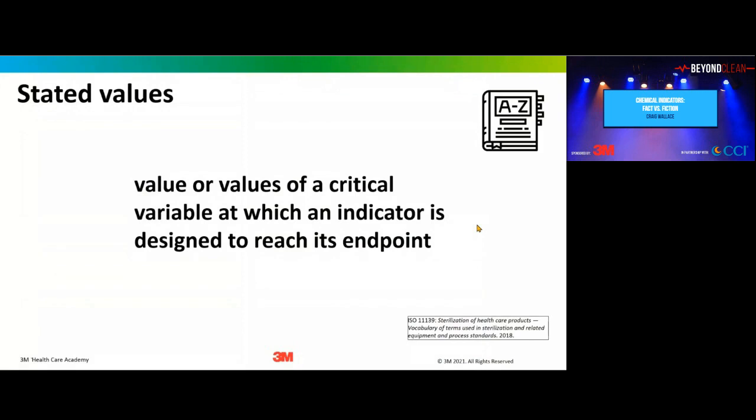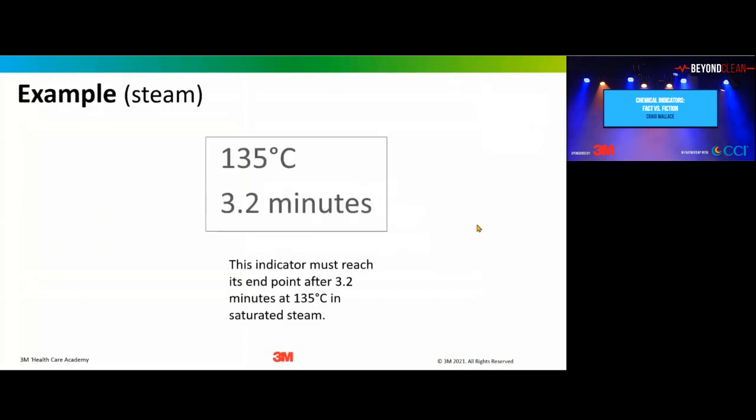So let's look at it. Here's an example. This is just made up. It's not a real indicator as far as I know. But for instance, if this is a steam chemical indicator, the stated value is 135°C, 3.2 minutes. So a way to interpret that is it's saying that that indicator must reach its endpoint, or it must show a pass result, if it's exposed to 135°C steam for 3.2 minutes. So that is a stated value.